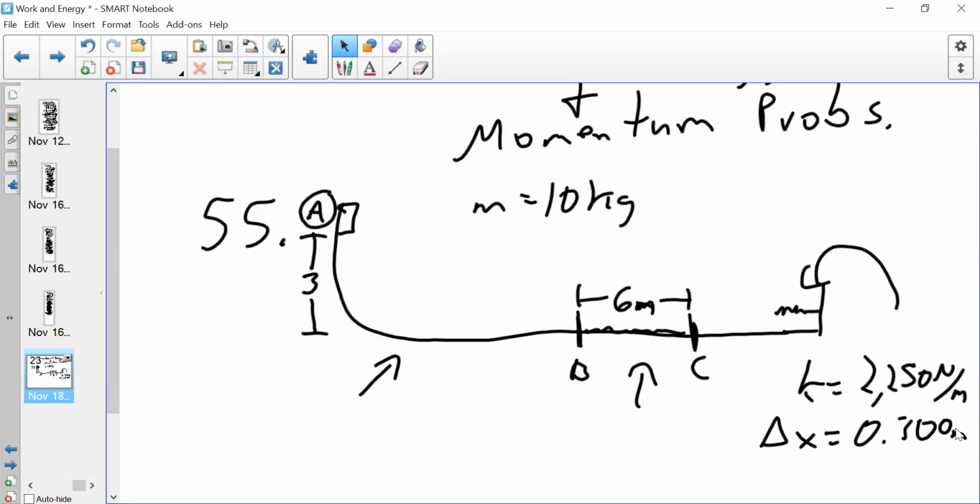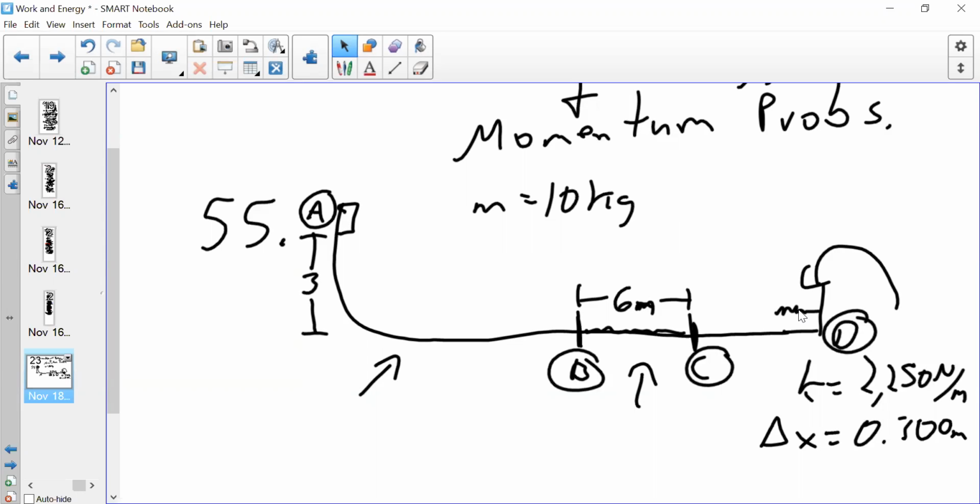So we have to be aware of what we're choosing as our beginning stage and our final stage. Could be A to B, A to C, A to D, if you will. It doesn't matter. But whatever 2 points you choose, find the energy at those points. From A to B, we have potential to kinetic. A to C, we have potential, kinetic, and work done by friction. A to D, we have everything: potential, kinetic, friction, spring.